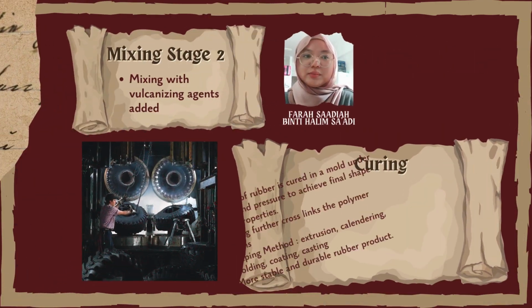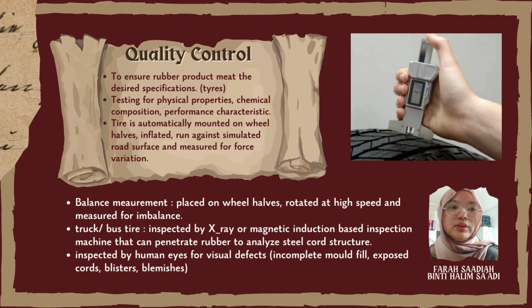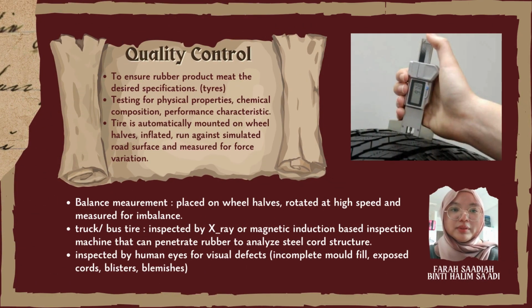The rubber then will be mixed with vulcanizing agent. The shape of the rubber is cured in a mold under heat and pressure to achieve the final shape and properties. Curing further cross-links the polymer chain. The shaping methods of curing are extrusion, calendering, molding, coating, and casting to make it a more stable and durable rubber product. Lastly is the quality control. This is to ensure the rubber product meets the desired specification. This includes testing for physical properties, chemical composition, and performance characteristics.